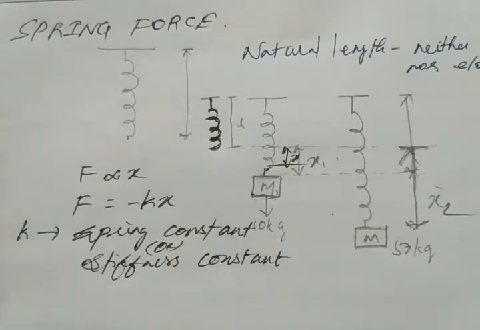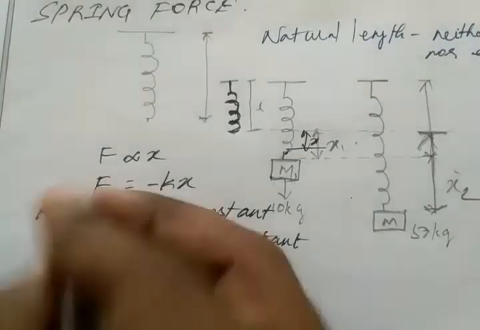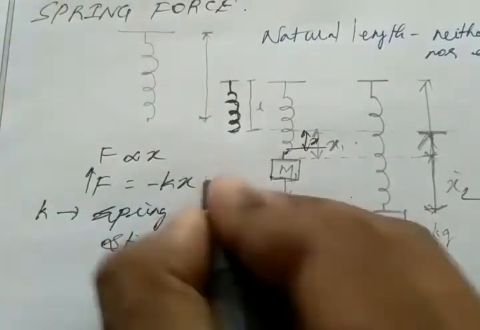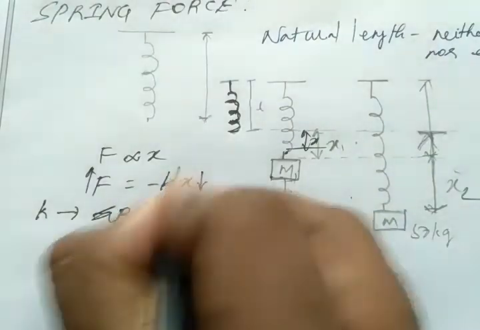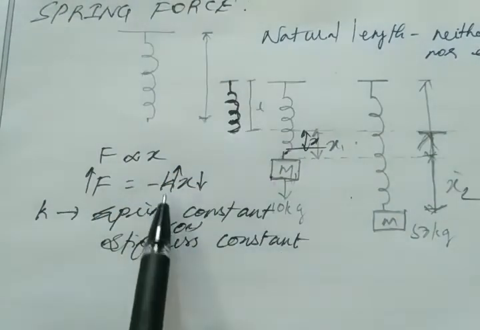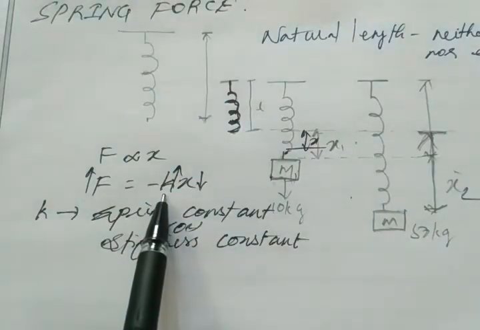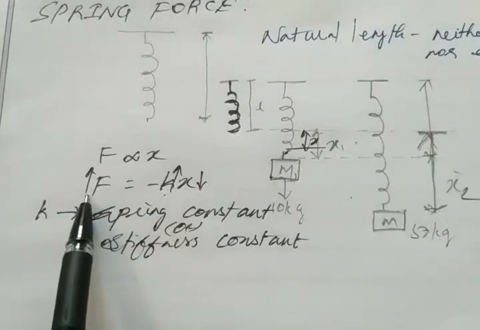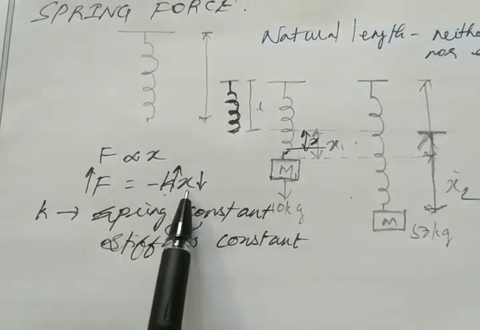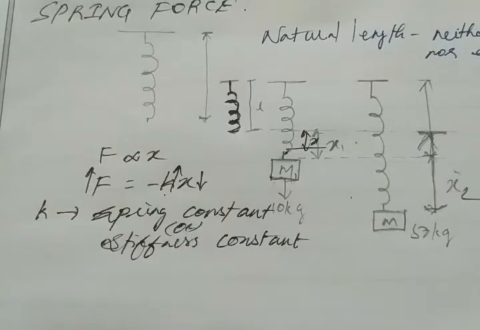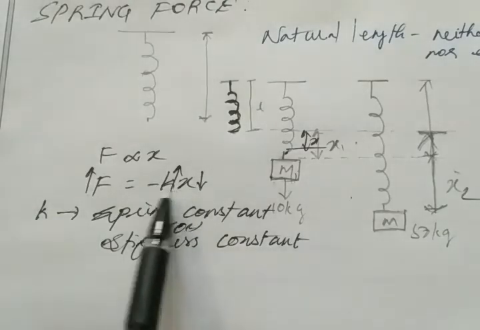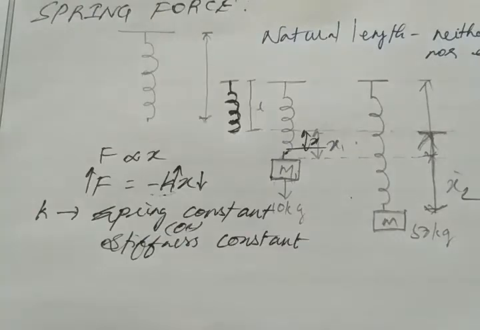Clear? So when K is more, the F will be more and the displacement will be less. Right? So if we have more thickness of the spring, then we should give more force, and even then the spring will elongate very little, the displacement length will be very low. Why? Because the thickness of the spring is more. Can you feel it?